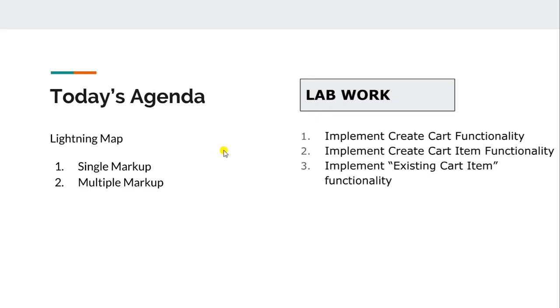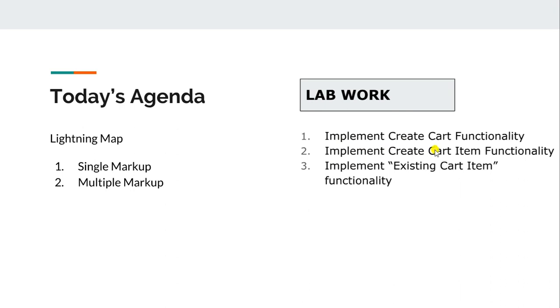This is Samit, and today we are going to learn Lightning Map, where we can map our records based on the address, whatever the particular address is there for our record. Under the Lightning Map, we will be learning two types of map. The first one will be single markup, which means for a single record, and then multiple markup means that we will be marking up multiple account records here.